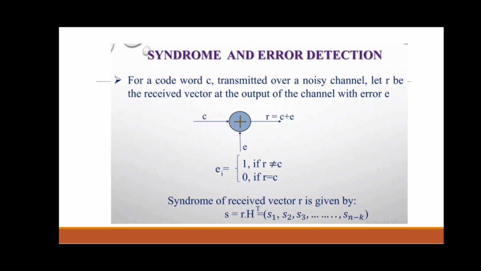Suppose the error occurs at a single bit. Then the error that occurred will change the code word and the bits. As we are using binary, the bits will be flipped. That is, if we have sent a particular bit as 1, it will become 0, and 0 will become 1. So the error vector can be defined as ei is equal to 1 if r is not equal to c, and 0 if r is equal to c.